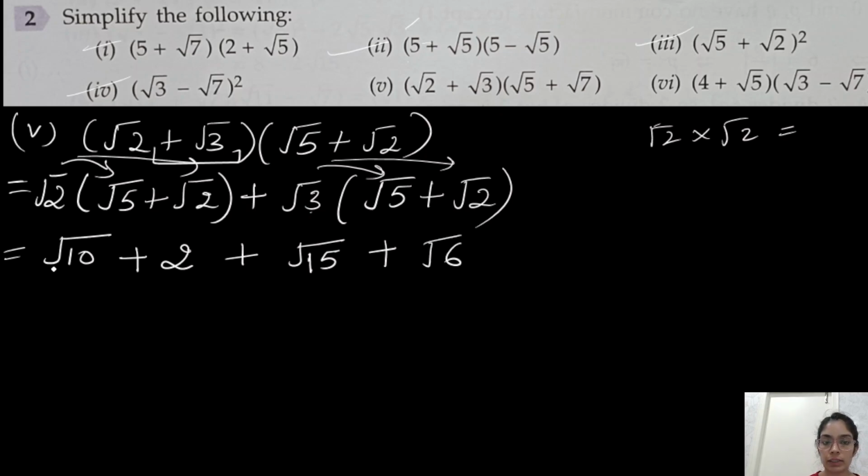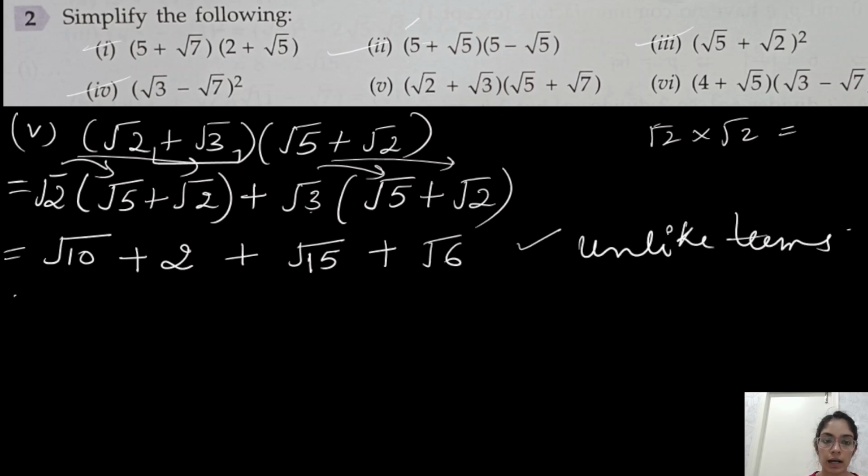Now here itself you can see all the terms are unlike, they are different. So that means this is our final answer. After this step we won't be able to add or subtract them, because only like terms can be added or subtracted. These all are unlike terms.